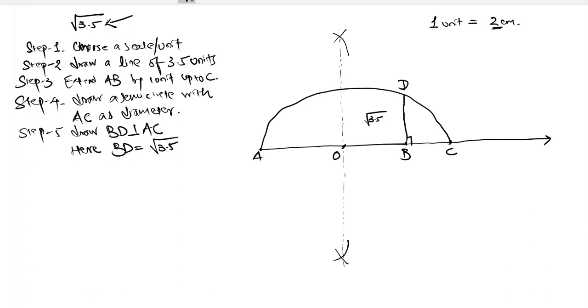Now how to find root 3.5? See, for that you have to keep the point of the compass on point B, take the distance as BD. So your arc length will be equal to BD, your pencil will be on D, compass point will be on B, and you have to draw an arc like this. And this arc will cut this horizontal line. Wherever this arc will cut, that point will be root of 3.5. So that is root of 3.5.